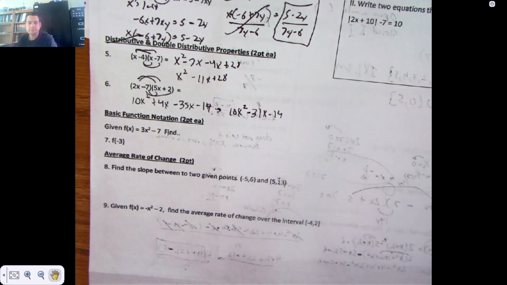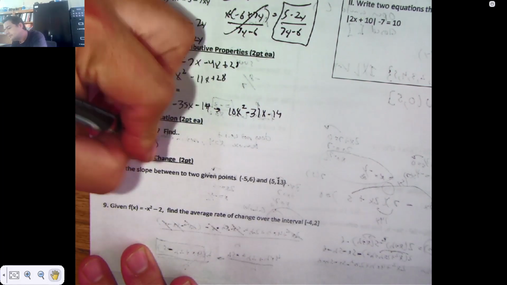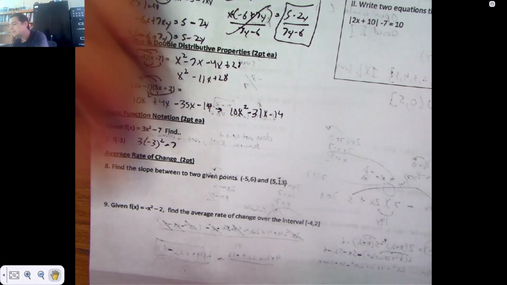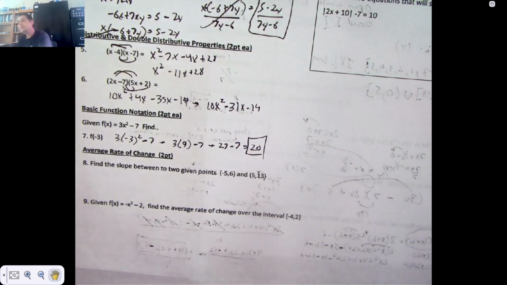The simple function notation, plugging in numbers, find f of negative 3. A negative times a negative is a positive. A negative 3 squared is 9. 3 times 9 is 27. 27 minus 7 is 20. I don't know why so many kids cannot plug a number in. I don't know. I just don't know.